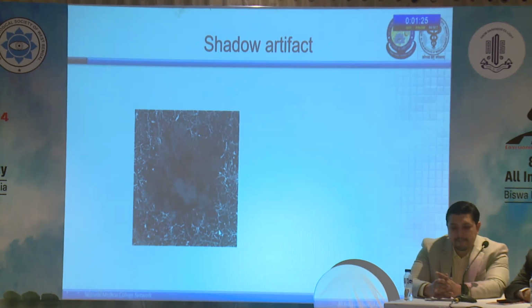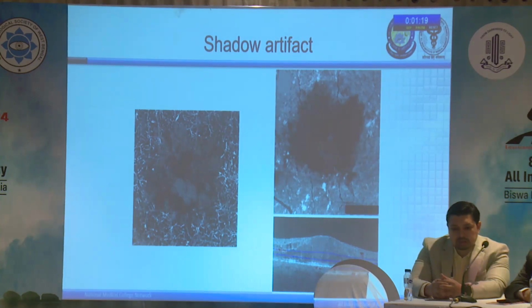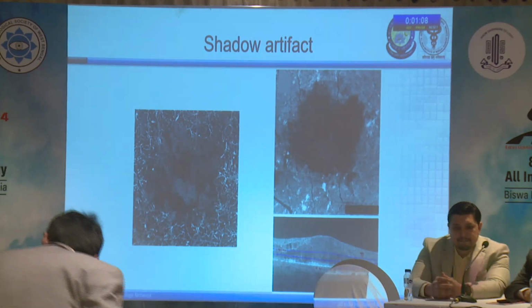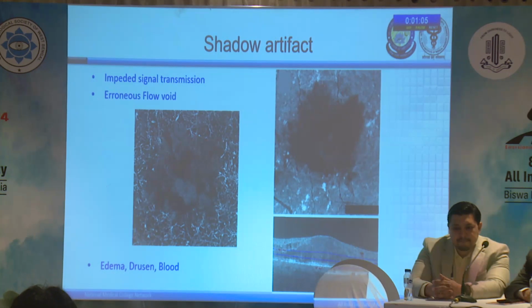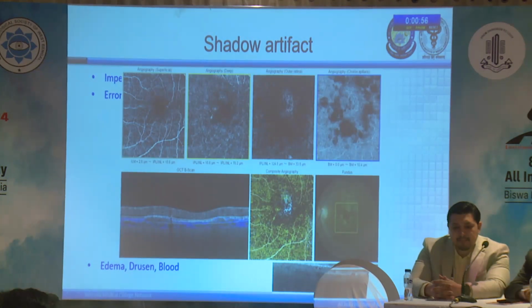Now last is the shadow artifacts. If you see this image, you can misinterpret it as having flow voids in the center, but when you see the intensity image and the OCT image, you know that there is a lot of edema, and the signal transmission is impeded because of the edema, and it's not just because of flow deficit. So anything like gross edema or drusen or blood can have this shadow artifact. In this example, we can see there are a lot of drusen, drusenoid PEDs, and erroneously the shadow is cast here in the choriocapillaris slab, and you may misinterpret it as a loss of choriocapillaris in this patient.